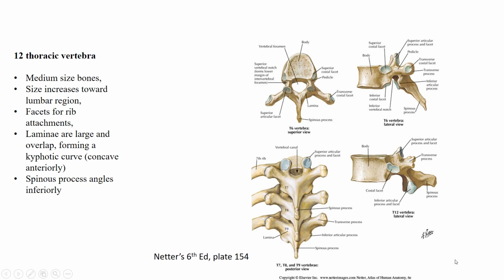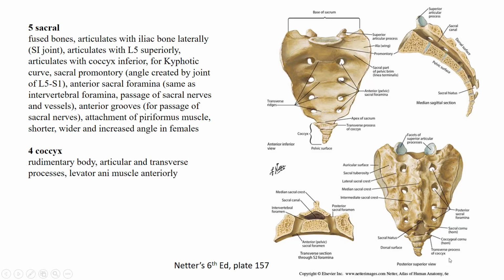The thoracic spine forms a kyphotic curve, which means that it is concave anteriorly. And we will look at the curves of the spine more closely in a later slide. And we had studied the lumbar earlier, so we'll move on to the sacrum.